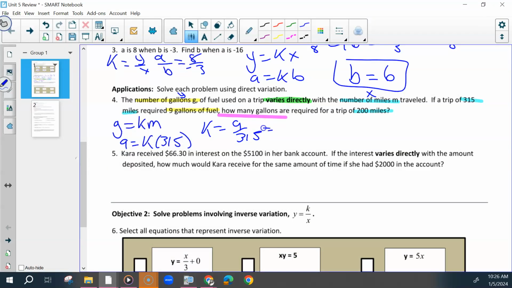And then here we know this is m, this is g. We're looking for g and we're given m. So in our g equals km, we don't know g. We know our k is 1/35, and we know our m is 200. Multiply those, tell me what you get. 40 over 7. You can put that as a decimal.